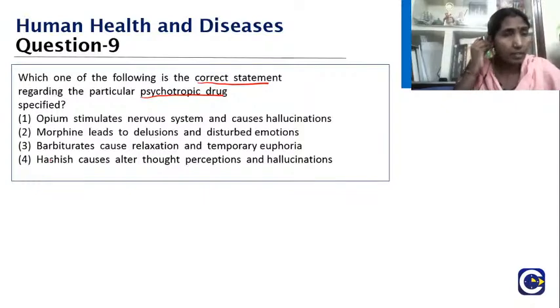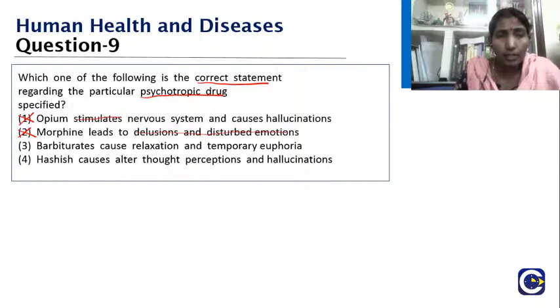So first we will start from opium. Opium stimulates? No, opium will not stimulate. It's a depressant. It will not cause hallucination and all. It will reduce anxiety and tension. So that cannot be your answer. Morphine is not associated with delusion or disturbed emotion, because we actually use morphine as a very strong analgesic, and it will push the person into a state of losing consciousness. It's a very good analgesic.